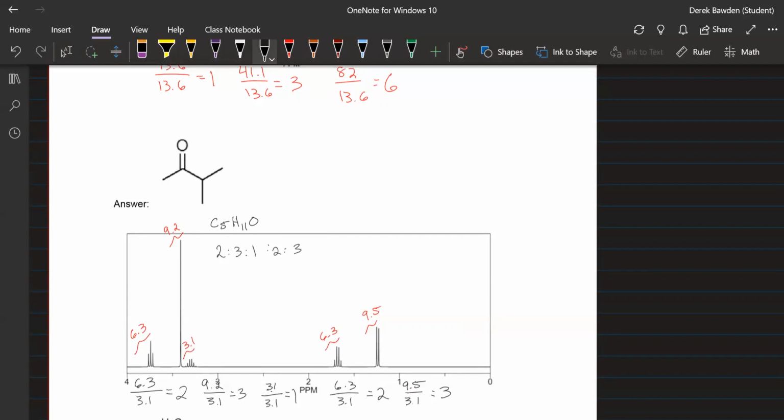So we can go ahead and just write that right here. This has 2 hydrogens. This has 3 hydrogens. This has 1 hydrogen. This has 2 hydrogens. And this one has 3 hydrogens.